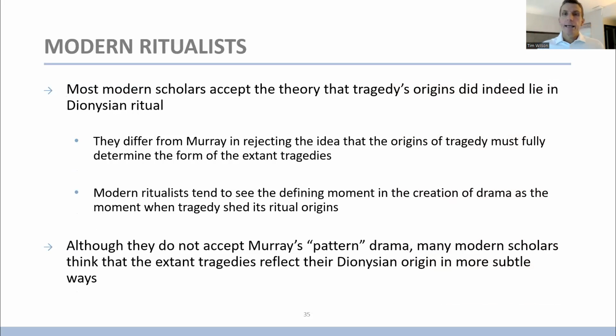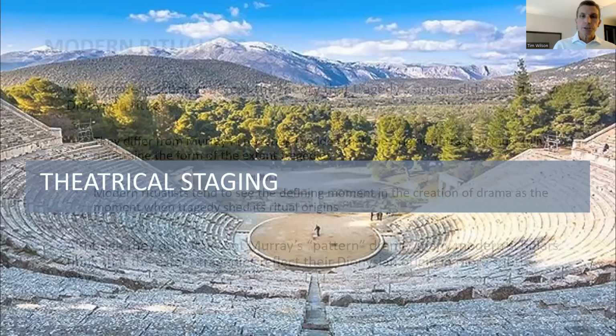Modern scholars accept that tragedy's origins were in Dionysian ritual, but they differ from Murray in that they don't feel that the original pattern has to determine the form of later tragedies. So they don't see every tragedy as following that pattern. They tend to see the defining moment in the creation of drama as the moment when tragedy shed its ritual origins. They reject Murray's notion of a pattern drama, but they still feel that the tragedies reflect in different ways the Dionysian origins.